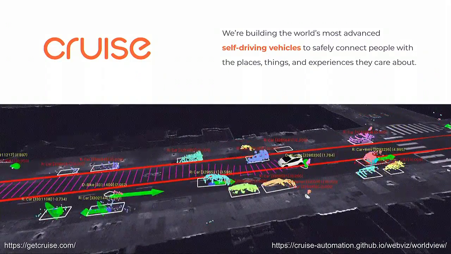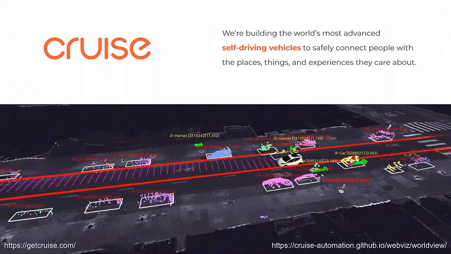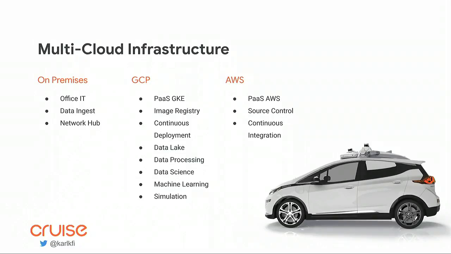So I work on the PaaS team, so I don't work on the car itself, mostly just on the cloud backend stuff. A lot of the stuff that I deal with has to do with the multi-cloud infrastructure that we have at Cruise. We have a hybrid private cloud network that spans on-premise, GCP, and AWS.